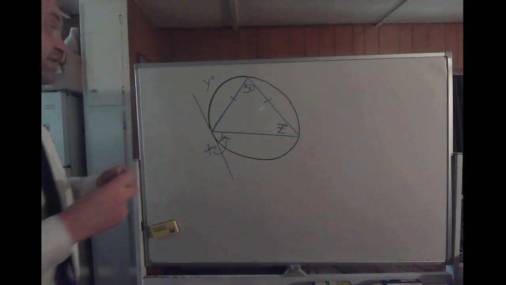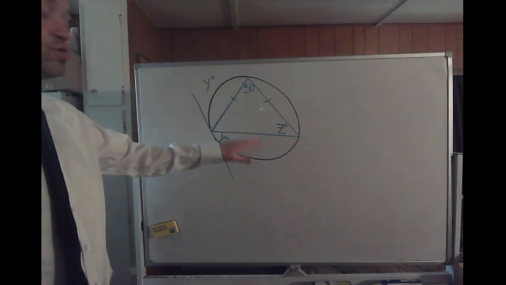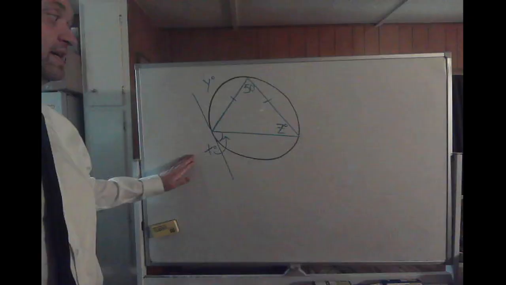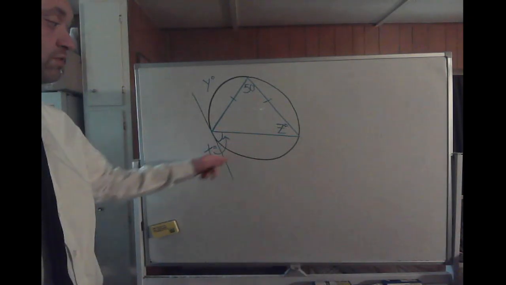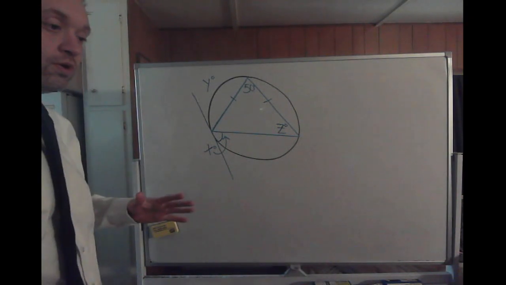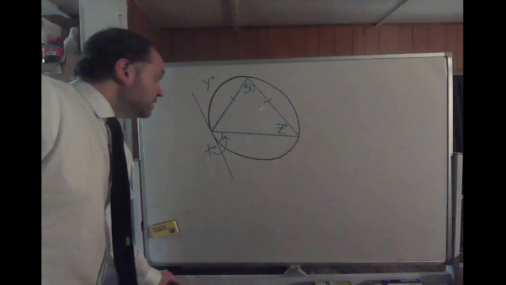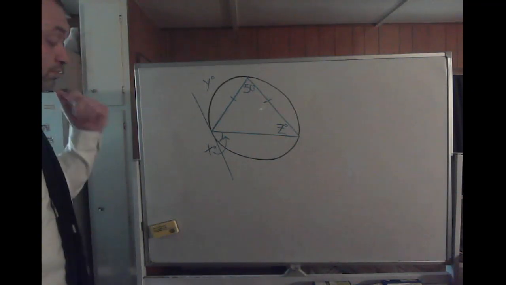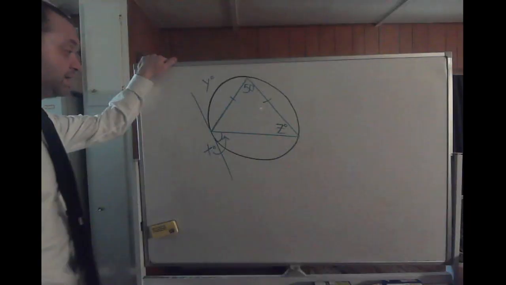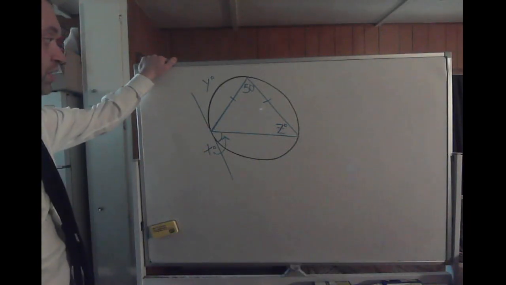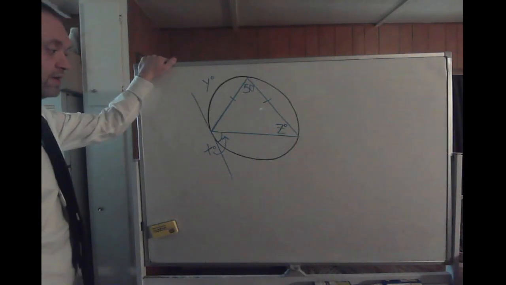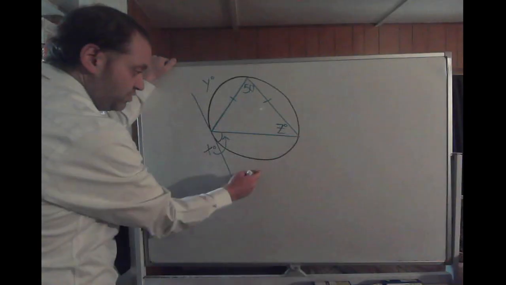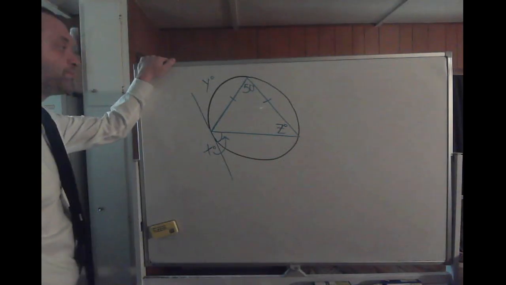Alright, so we have a circle that has an inscribed triangle with also a tangent line to the circle, and an inscribed angle formed with a tangent line and a chord. Well, let's see here. We should probably still solve for X. So, in order to solve for X, we would need to know the measure of this arc, wouldn't we?